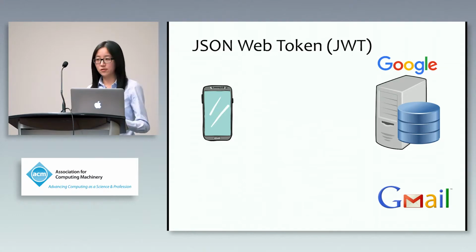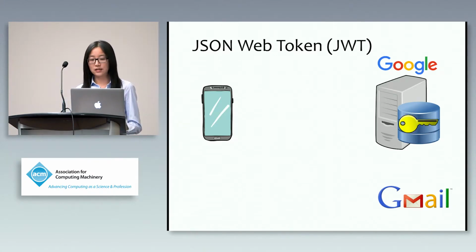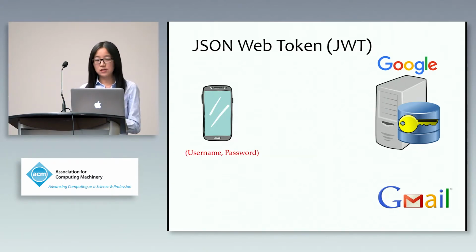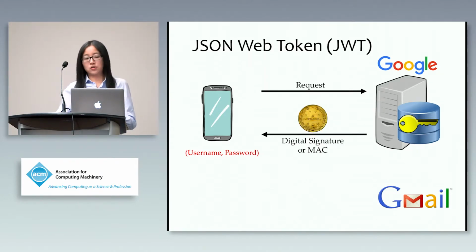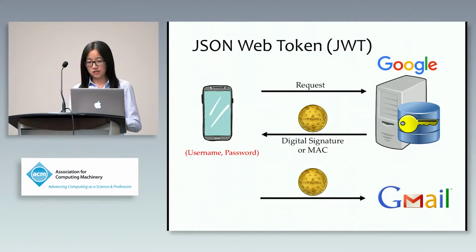It's very similar to before, with three parties: a Google server holding a secret key, a Gmail server, and my cell phone. When I type in my password, I'm actually using my username and password to somehow request a token from Google. And again, the Google server will verify if the password is correct or not. If it's correct, it will use a secret key to generate a token. It could be a digital signature or a MAC in this case. And then I can just store this token locally on my cell phone for later use. And later, whenever I want to access Gmail, I can just send this token to Gmail. And Gmail will verify if this is a valid token generated by Google for me. If everything looks good, it will give me access.